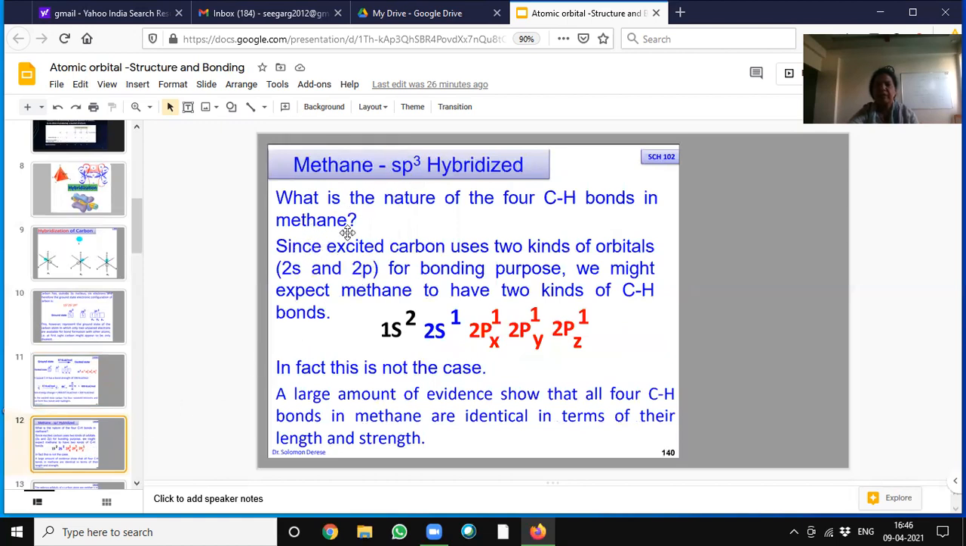Methane. Methane has sp3 hybridization. What is the nature of the 4 carbon hydrogen bonds in methane? Since excited carbon uses 2 kinds of orbital, 2s and 2p, for bonding purpose, we might expect methane to have 2 kinds of carbon hydrogen bonds. In fact, this is not the true case. A large amount of evidence shows that all the 4 carbon hydrogen bonds in methane are identical in terms of their length and strength.